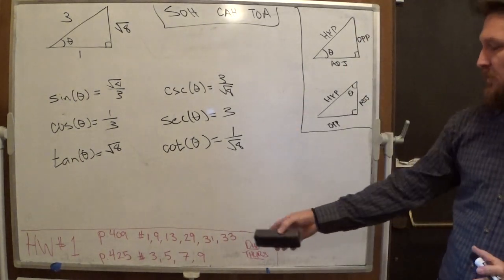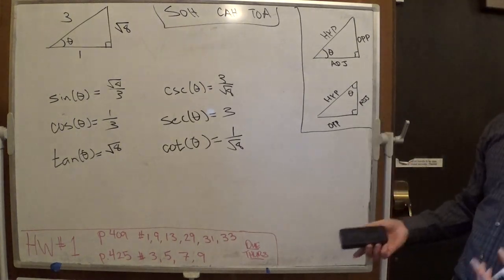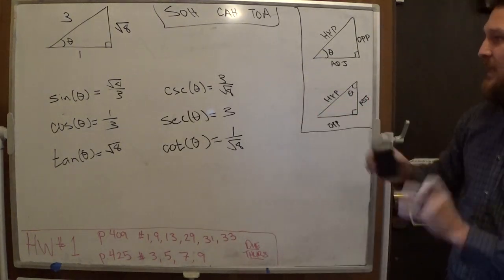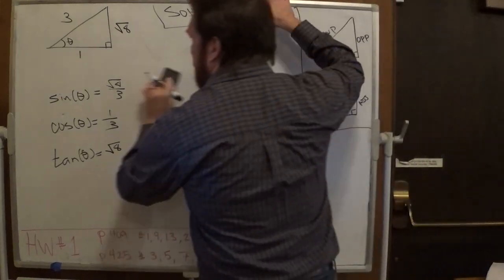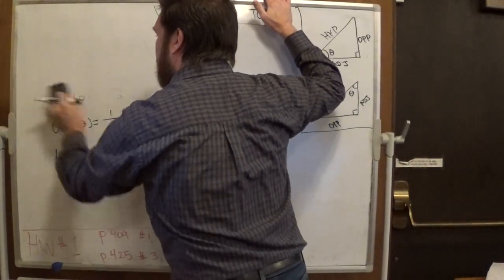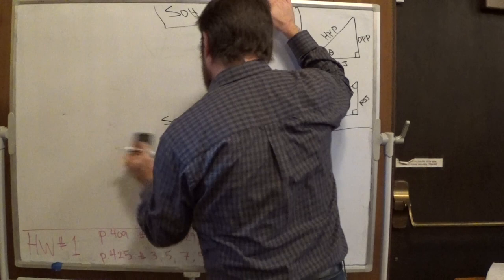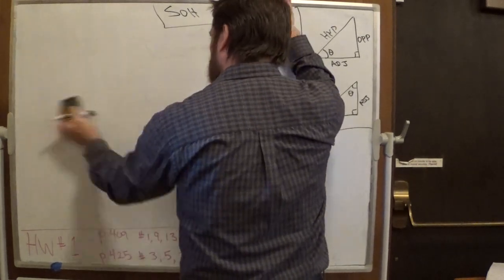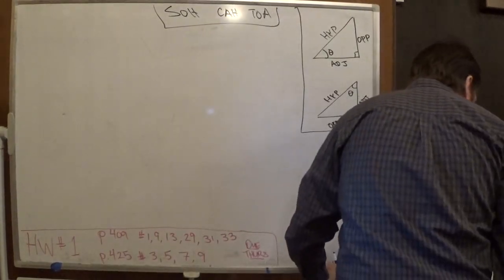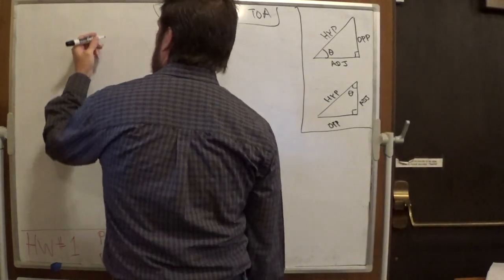You'll find these questions are going to be "find the values of the 6 trigonometric functions." This is exactly what it's asking, and it's going to give you a triangle. And so let's do one more. Here's another one.